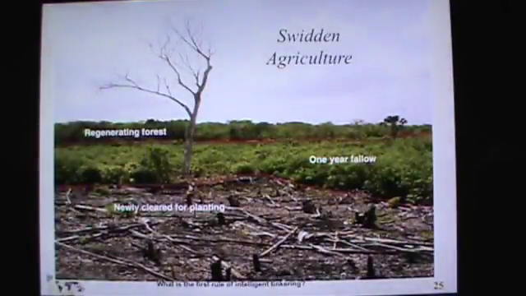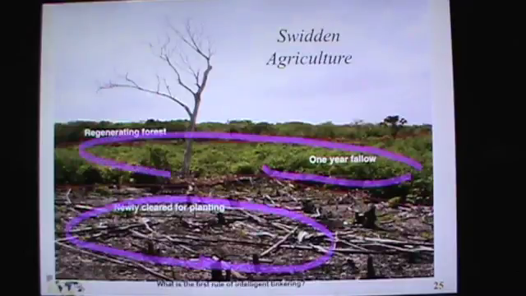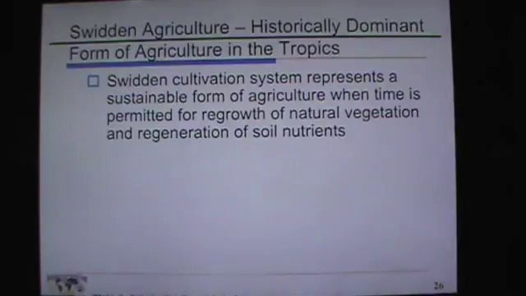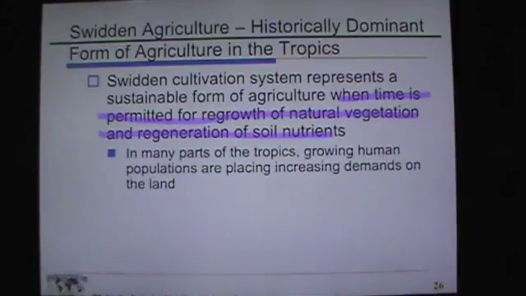So this is just an idea, a vision of Swidden agriculture, where newly cleared land is planted here in the foreground, let it grow for 1 year of fallow, and this, in the background, is that 16 years later, regenerating forest. I'm going to cut it down then. It is definitely the dominant form of agriculture in the tropics. Swidden cultivation represents a sustainable form of ag, when time is permitted for regrowth of that natural vegetation and regeneration of those soil nutrients. Nutrients are basically from the trees that grow there.